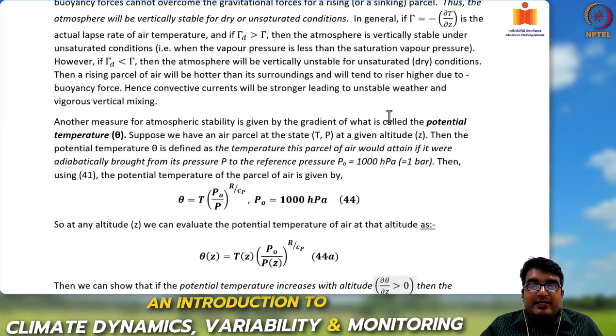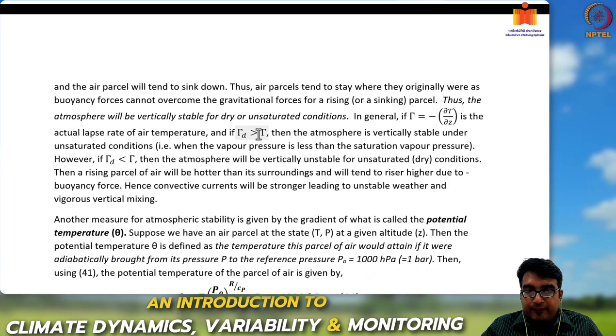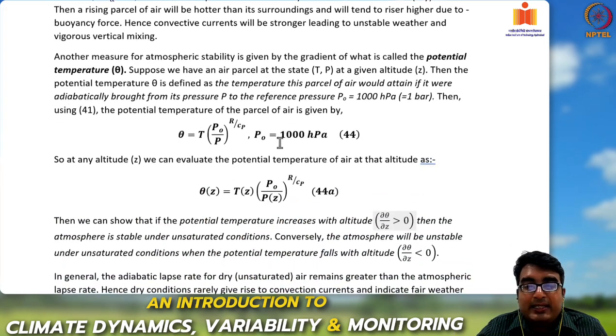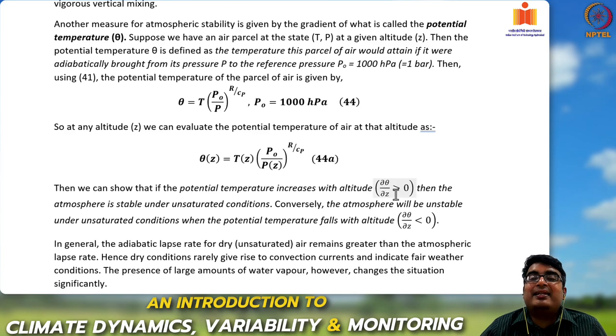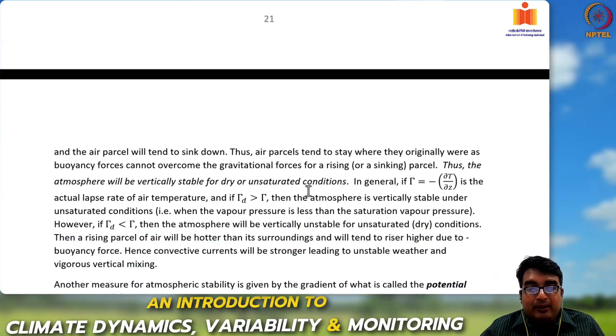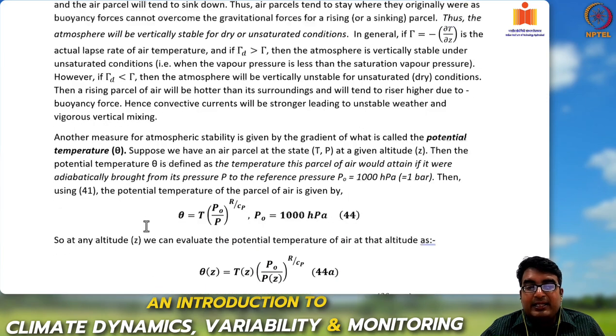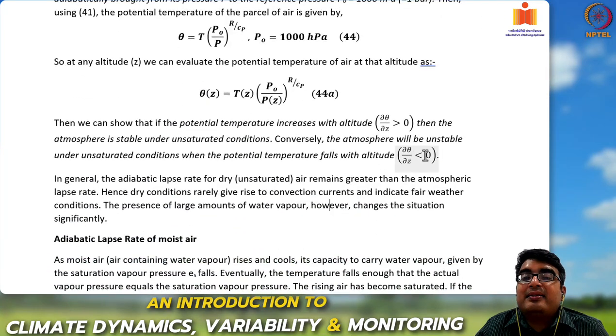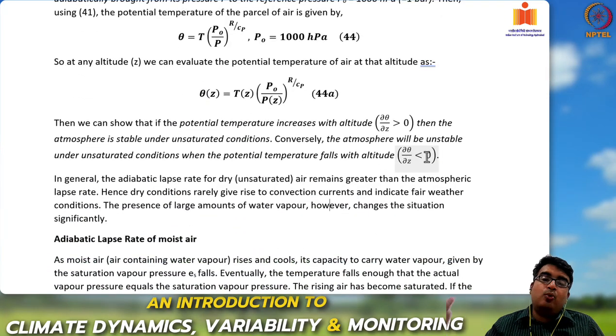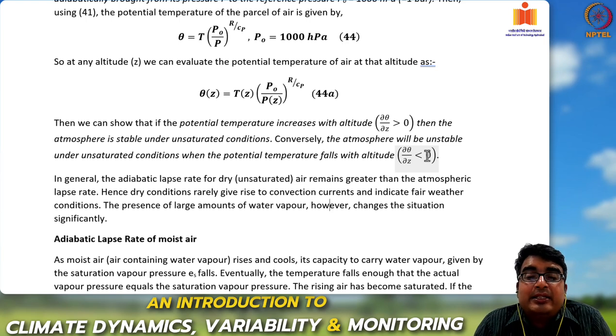Okay. And these are basically another way of expressing this gamma dependency. So gamma d greater than gamma, you have vertically stable conditions, and we can show this condition is the same as del theta del z greater than 0. Okay. Similarly, gamma d less than gamma, which is a vertically unstable condition, is the same as del theta del z less than 0. So it's just another way of explaining the stability or instability condition for dry or unsaturated air.